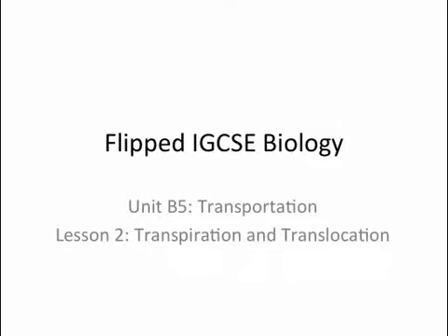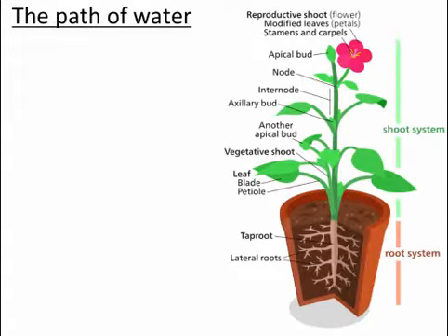Hello and welcome to Flipped IGCSE Biology, Unit B5, Transportation, Lesson 2, Transpiration and Translocation. Let's start off by looking at how water moves through the plant.